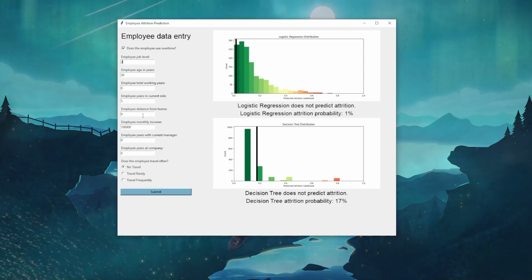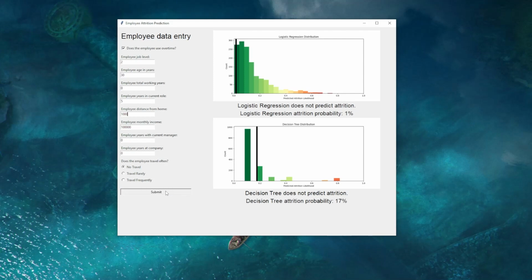And we could change all sorts of things. We could say what happens if they have to travel 1,000 miles every day to get to their job. Logistic regression says this is absolutely not going to work out. Decision tree, very stubborn, still does not see this change, and that's because again, we have to change a specific sequence of things for it to pop into a new leaf.